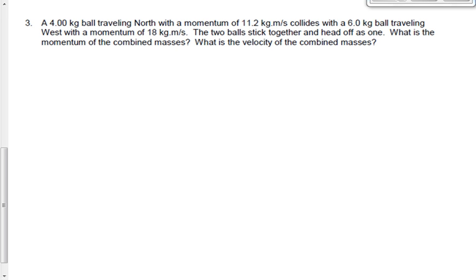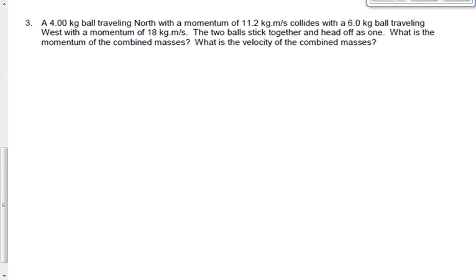Let's take a look at question number 3 from worksheet number 4 from your homework last night. It says a 4-kilogram ball traveling north with a momentum of 11.2. This throws us off a little bit sometimes because usually we're given its velocity instead of its momentum. It's not a big deal though. If you're more comfortable dealing with velocity, then get the velocity. Just divide momentum over the mass to get the velocity. A little bit of a shortcut maybe though if you go with the givens that we have there.